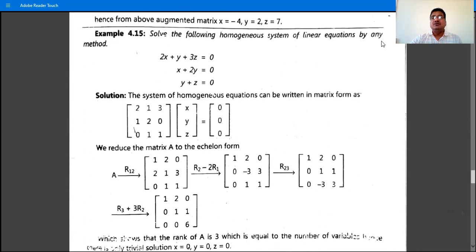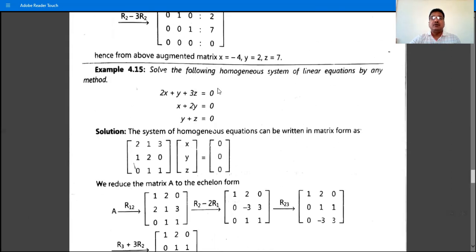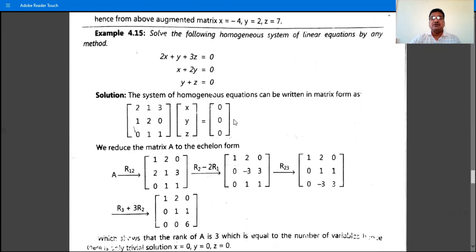Now, solve the homogeneous system by any method. So this is the system. Write the system in matrix form. So 2 1 3, 1 2 0, and 0, the coefficients of x, is 0 1 1. X, y, z is equal to 0 0 0. If you observe this system, this is a homogeneous system, because the matrix of constants is 0.